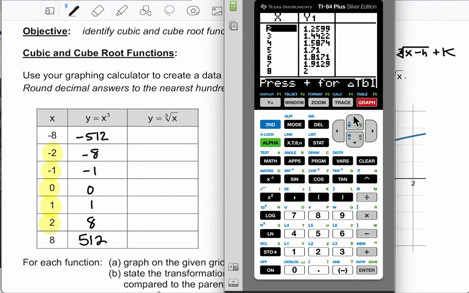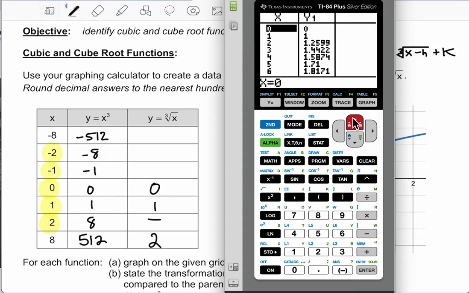8 gives me a 2. 1 gives me a 1. 0 is a 0. -1, also -1.